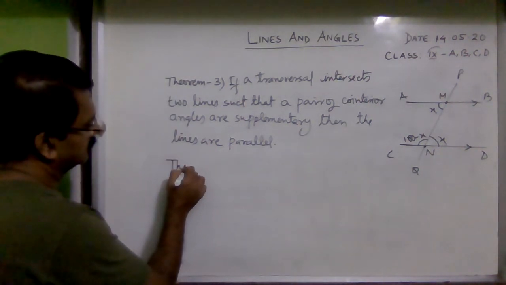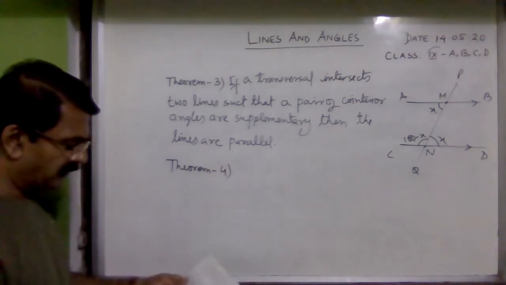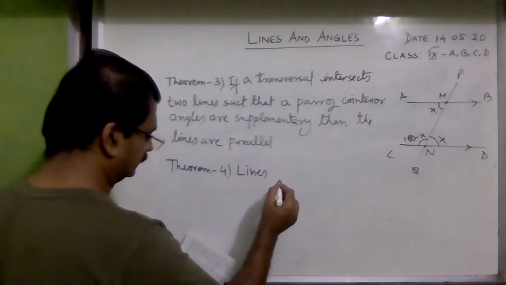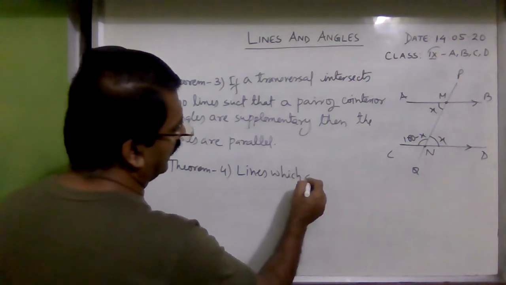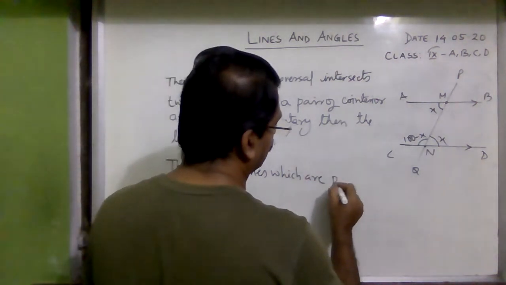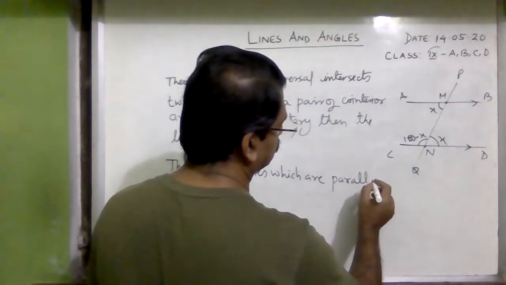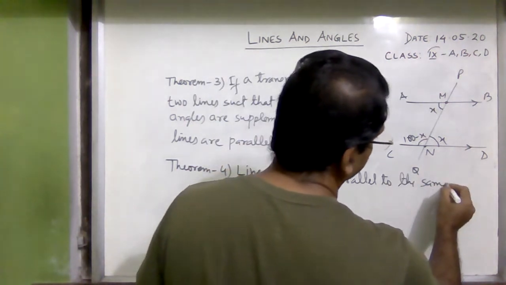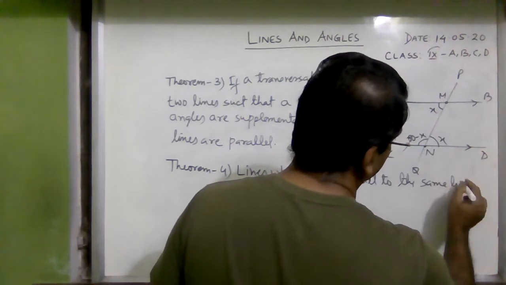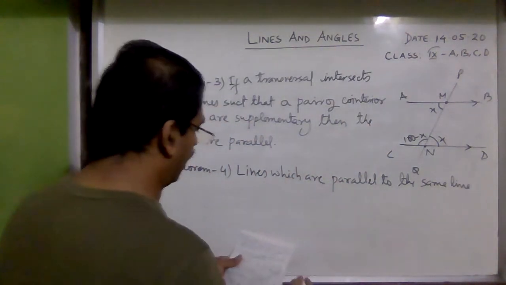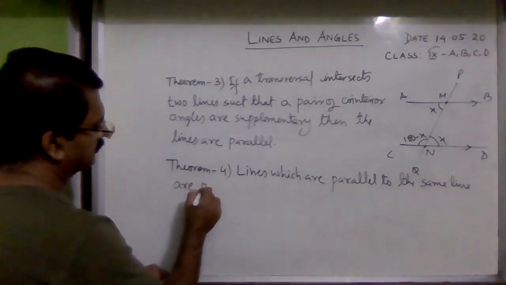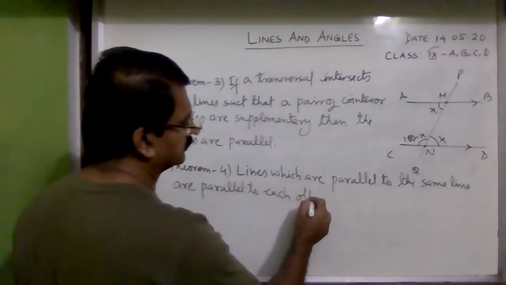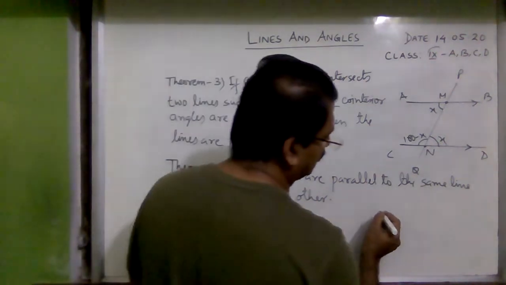Now, theorem 4: lines which are parallel to the same line are parallel to each other. Again, it's a very simple thing.